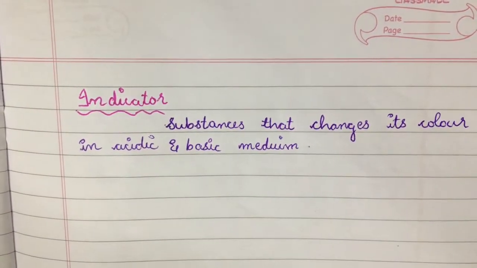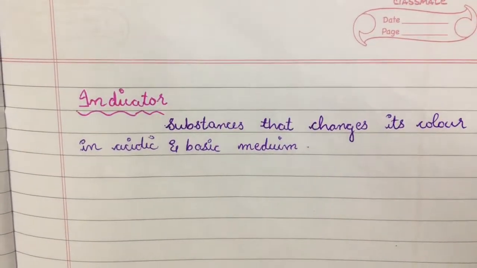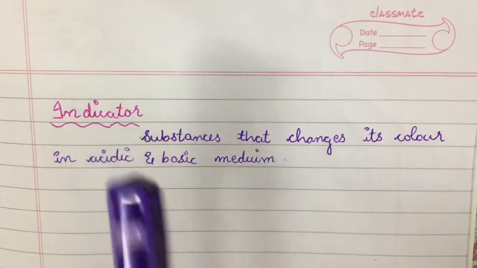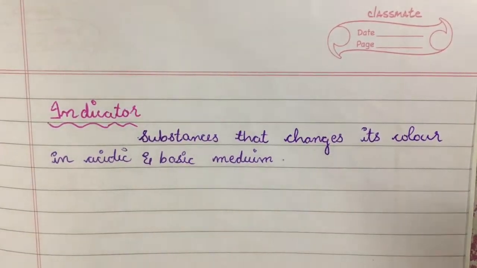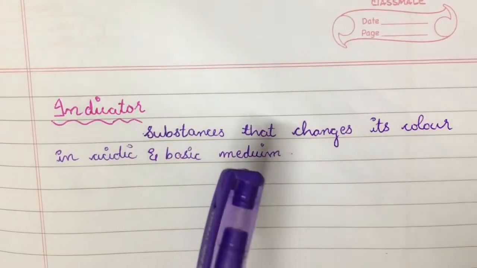In today's class, we will be moving on to the last topic of chapter 2, that is acids, bases and salts, that is the indicator. So far we have covered almost all the topics of this chapter. Now let us move on to the last topic, the indicator.